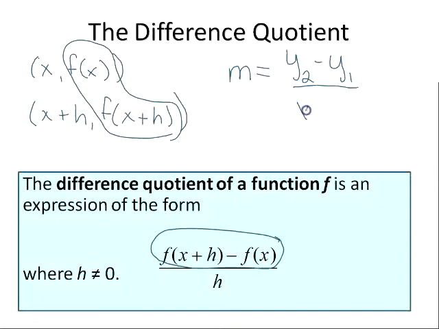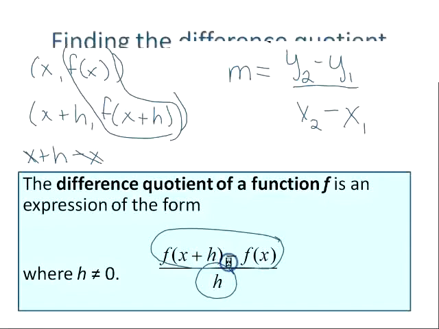The denominator requires that you subtract the x coordinates. So that would be the x plus h minus the x, but here the x's would subtract away, leaving you with just h in the denominator. This is the expression for the difference quotient.